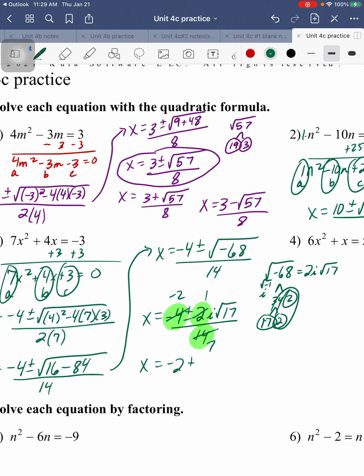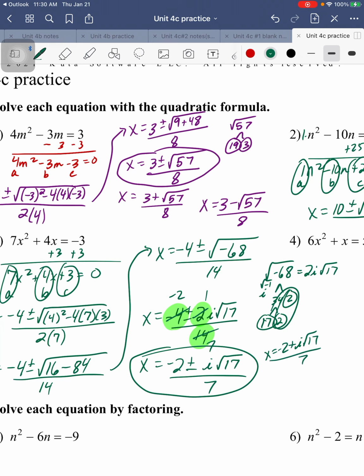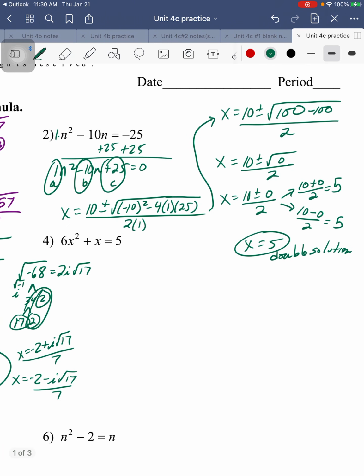And you might be thinking, well, what does that 1 do there? Well, 1 times i is i, so it really just kind of simplifies out. And there's two solutions here. If you want to write it out, you certainly can. It's negative 2 plus i square root of 17 divided by 7, and negative 2 minus i square root of 17 divided by 7. Those are your two solutions.